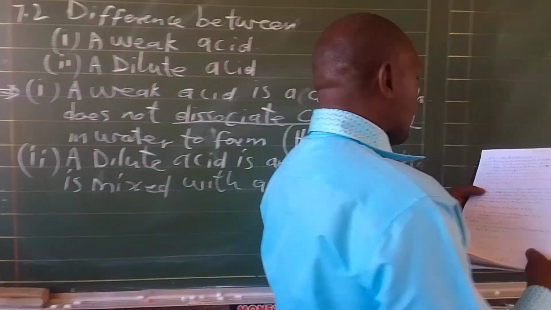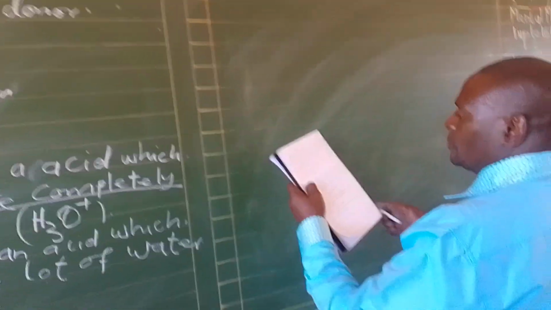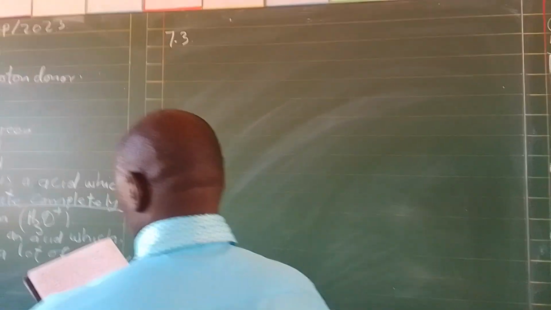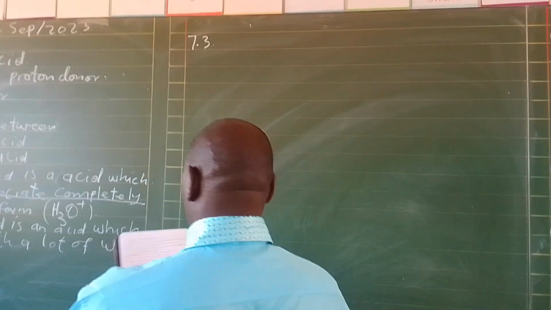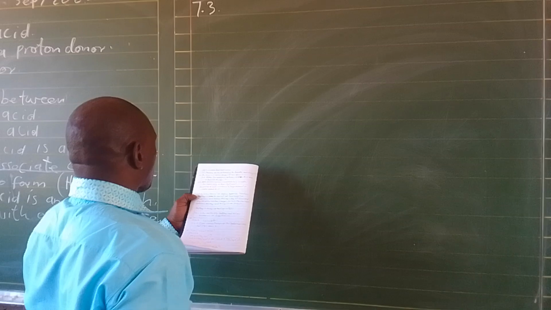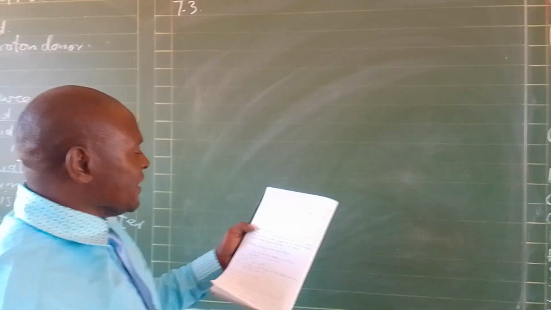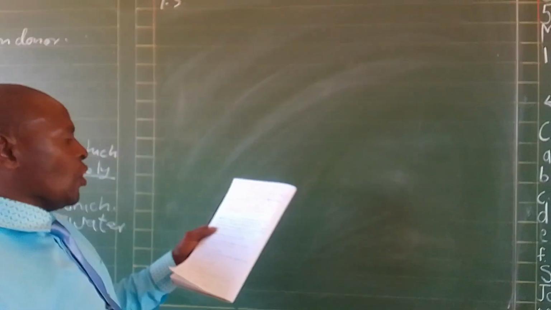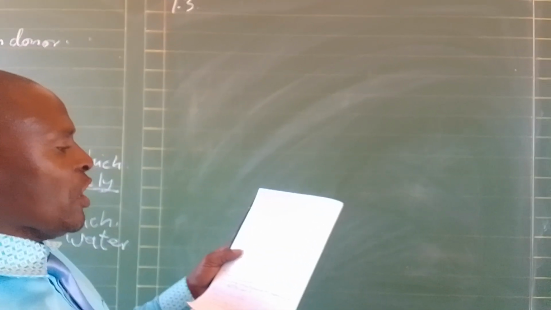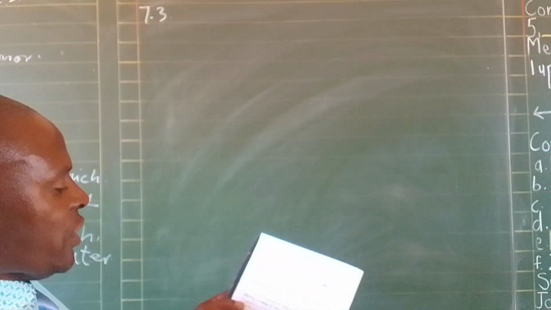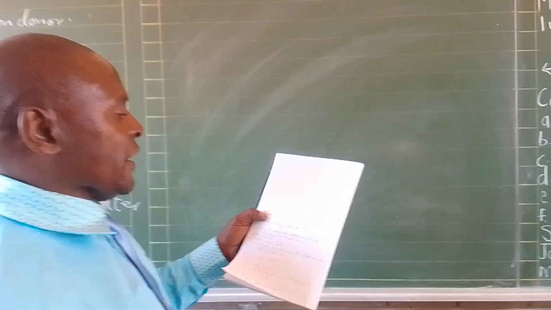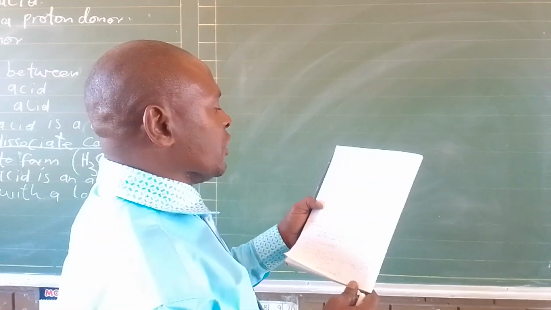Now we are going for question number 7.3. Right, the question for 7.3 says, I will read the statement for you. When 500 cubic centimeters of sodium hydroxide solution is added to 500 cubic centimeters of 0.25 mole per decimeter cubed hydrochloric acid solution, the temperature rises and the pH of the solution changes to 2.3.